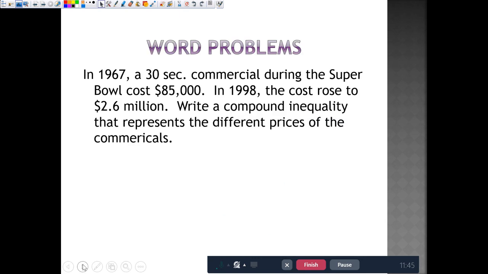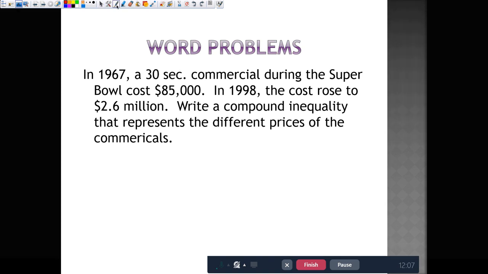In 1967, a 30-second commercial during the Super Bowl cost $85,000. In 1998, the cost rose to $2.6 million. Write a compound inequality that will represent the different prices of the commercials. So we're looking for all prices of the commercials from 1967 to 1998.